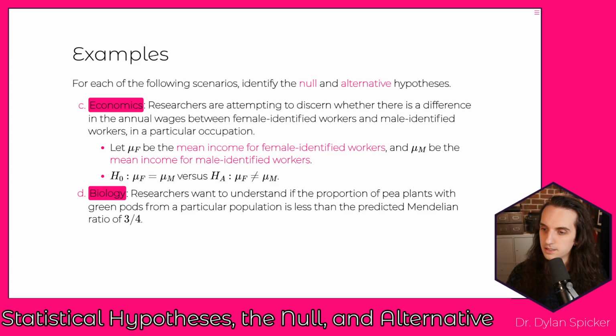One last example here. Biology researchers want to understand if the proportion of pea plants with green pods from a particular population is less than the predicted Mendelian ratio of 3/4, right? What we're thinking about here is the proportion of pea plants with green pods. That proportion is going to be the parameter that they're thinking about. And they want to show that it's less than our predicted ratio of 3/4.